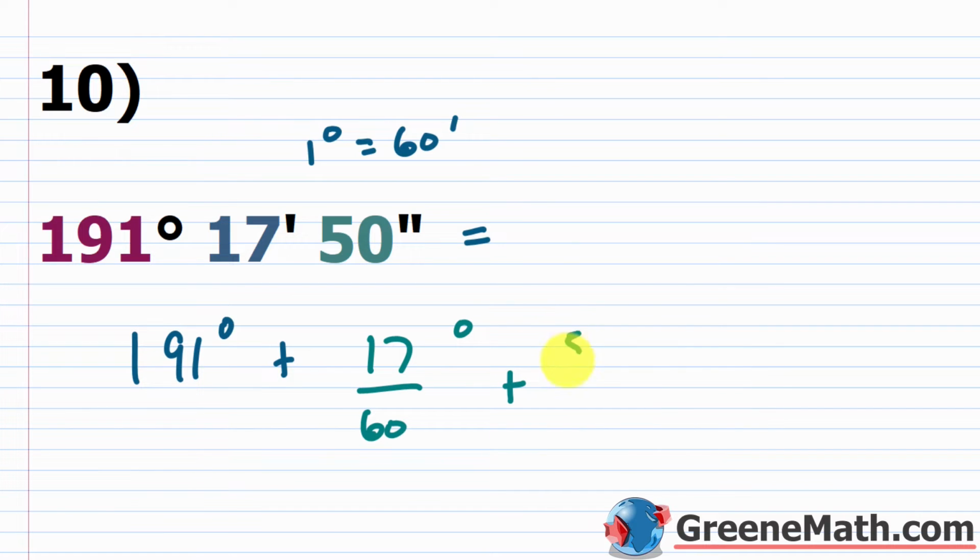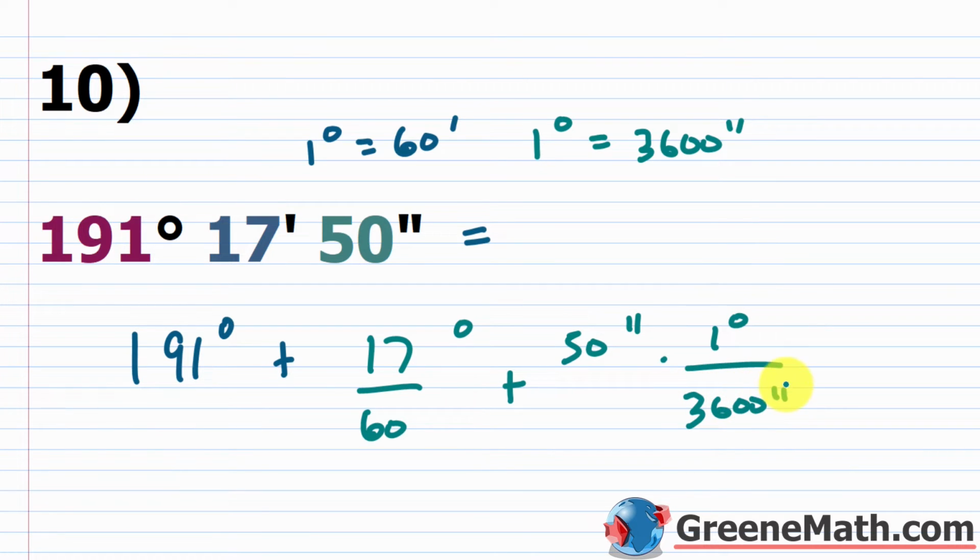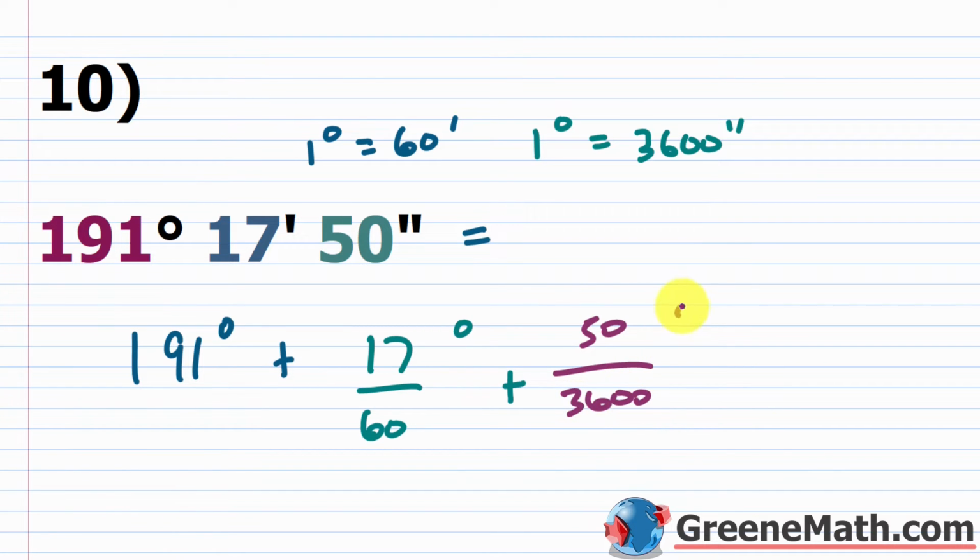Then plus you have your 50 seconds here. And again, we think about 1 degree is equal to 3,600 seconds. So I'm going to multiply this by 1 degree over 3,600 seconds. And let's show this is canceling with this. So this is 50 over 3,600 degrees.